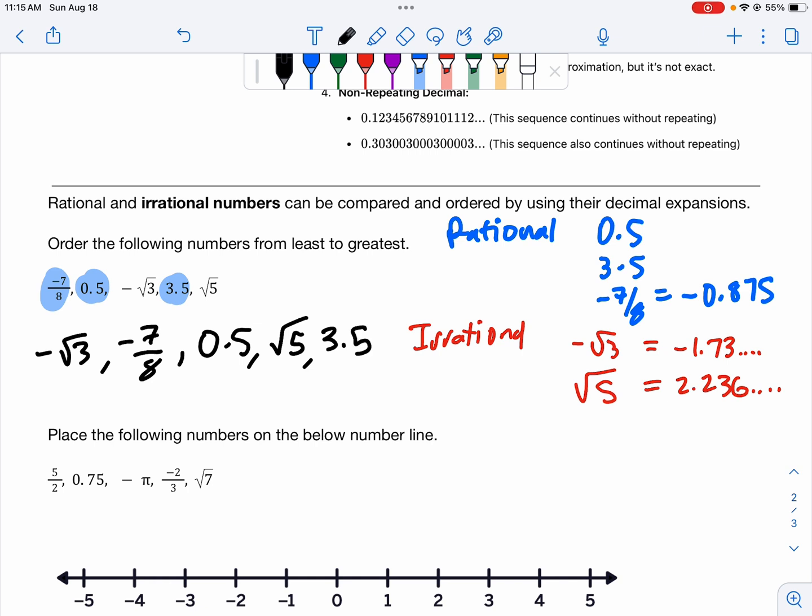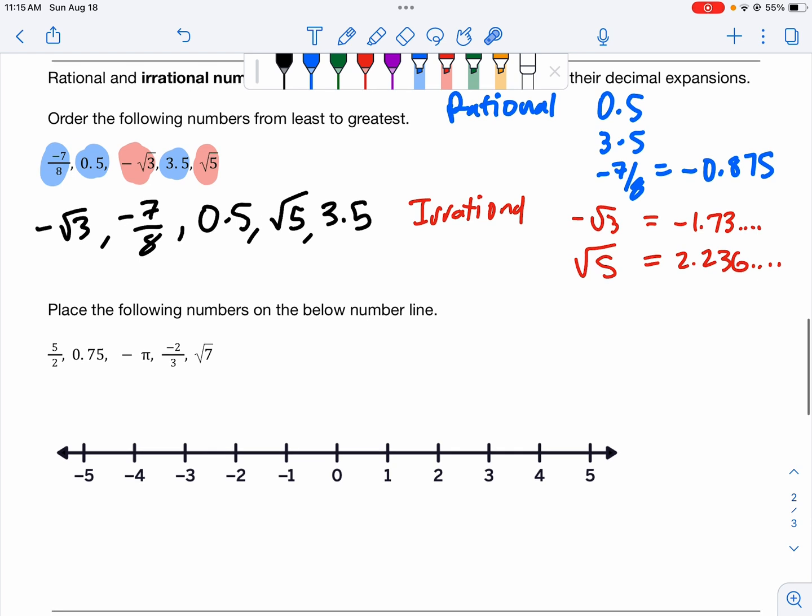So what we've done here, we have identified our numbers as rational and irrational. We have changed our numbers into their decimal expansions. From their decimal expansions, we can go ahead and order them from smallest to largest.